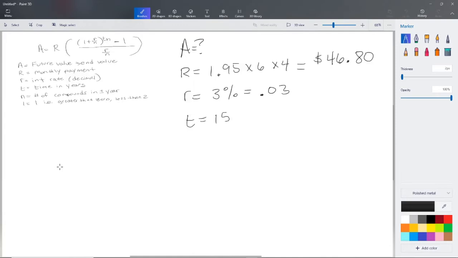Wow, that's kind of a long time to do that. Great. The number of compounds. So he's doing it monthly, and so we're going to say that's going to be 12. So now we can set it up so that our calculator can do the brunt work here.